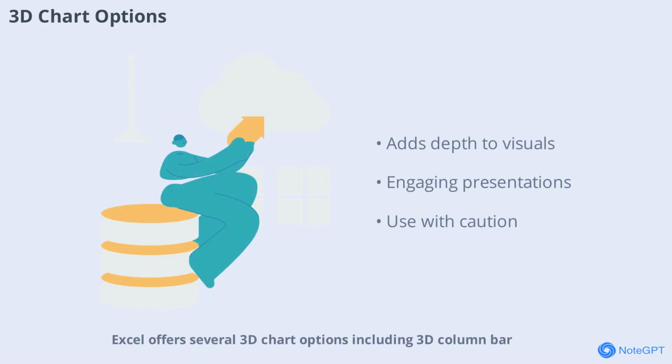Excel offers several 3D chart options, including 3D column, bar, and surface charts. These add depth and perspective to your visuals, making them more engaging. However, 3D charts can sometimes make data harder to read, so use them sparingly and only when they add value. They're best for presentations or when you want to highlight differences in a visually striking way.